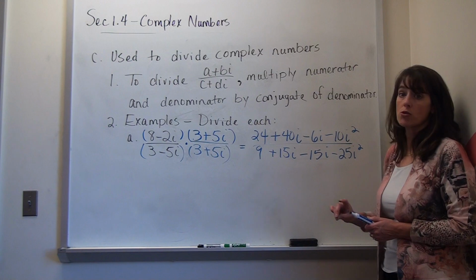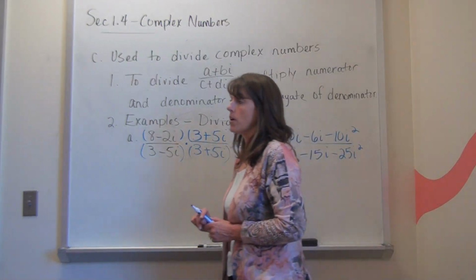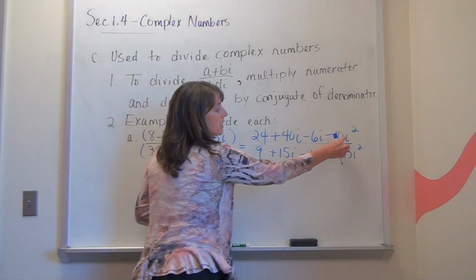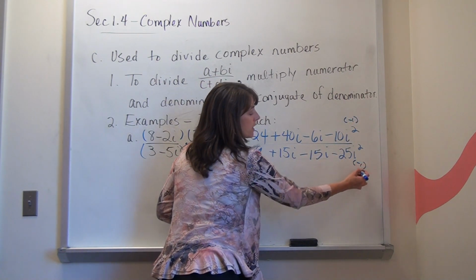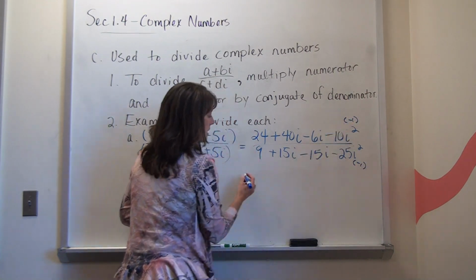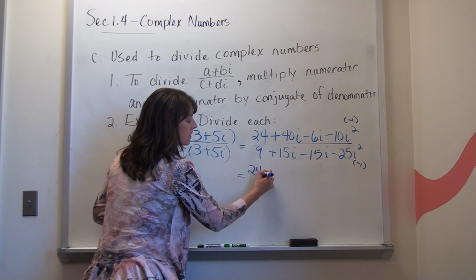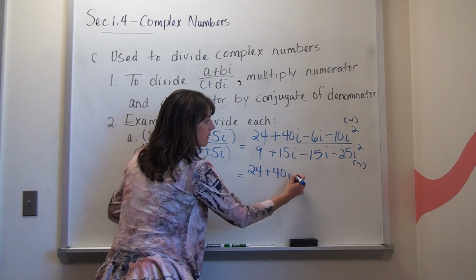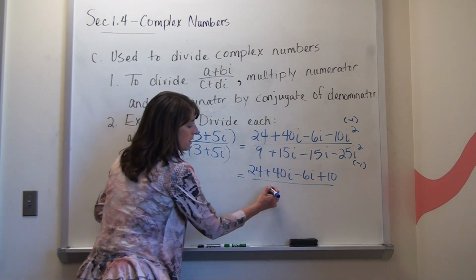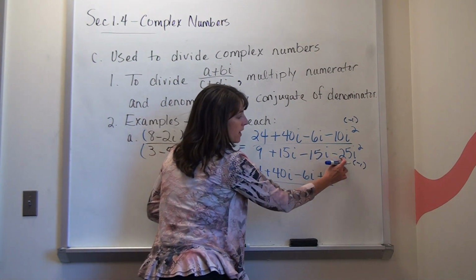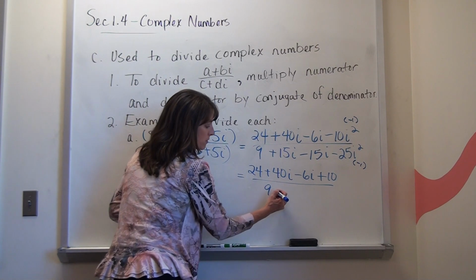And once again, as soon as you see i squared, think negative 1. So I'm going to turn this into a negative 1 here, and I'll turn this into a negative 1 here. A negative 10 times a negative 1 is going to be a positive 10. And on that denominator, a negative 25 times a negative 1 will be a positive 25.